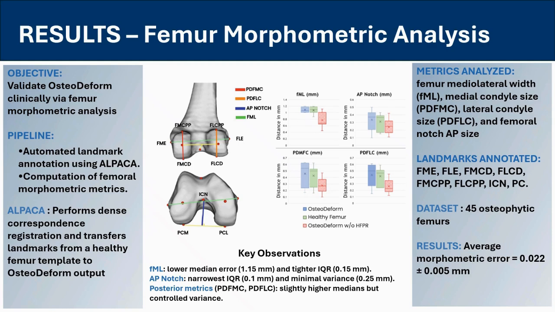So in the key observations, we can see in the FML, we have a very low median error and a tighter interquartile range. In the AP notch, the interquartile range is very narrow and has a very minimal variance. For the posterior metrics such as PDFFC and PDFLC, we have slightly higher medians but controlled variances.